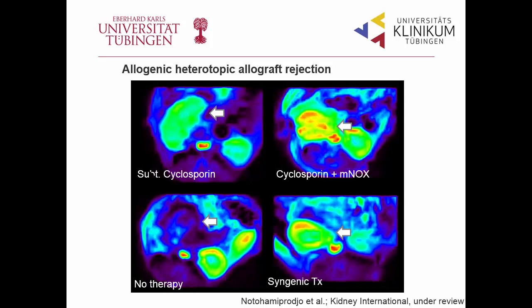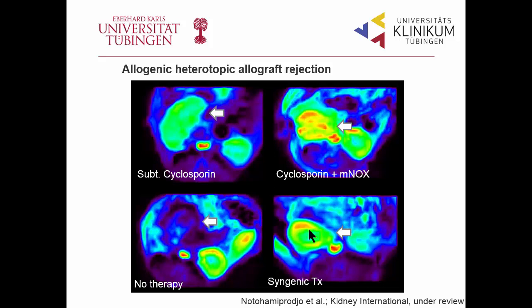If we use a subtherapeutic dose of cyclosporin, we can see that the perfusion comes back. And if we combine cyclosporin with a chemokine antagonist, we can see that the perfusion is much better than only with the subtherapeutic cyclosporin. We even see hyperperfusion after ischemia reperfusion, similarly to syngeneic transplant.